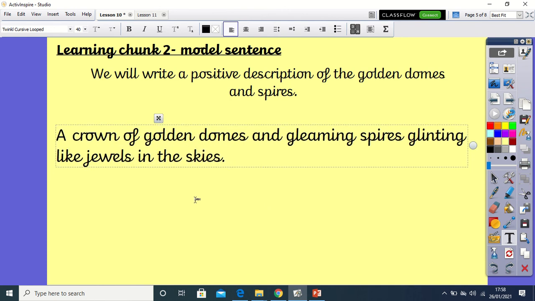So there we can see I've got my positive description, I've got my metaphor, a crown of golden domes, and I've got my simile as well. I'm saying they're like jewels in the skies. And I've also got a little bit of alliteration, haven't I? The golden domes, gleaming spires, glinting like jewels in the skies. So you could also do that in your writing if you wanted to deepen the moment. So what I'd like you to do is pause the video here and see if you can write your sentence, which includes a metaphor and a simile as well.